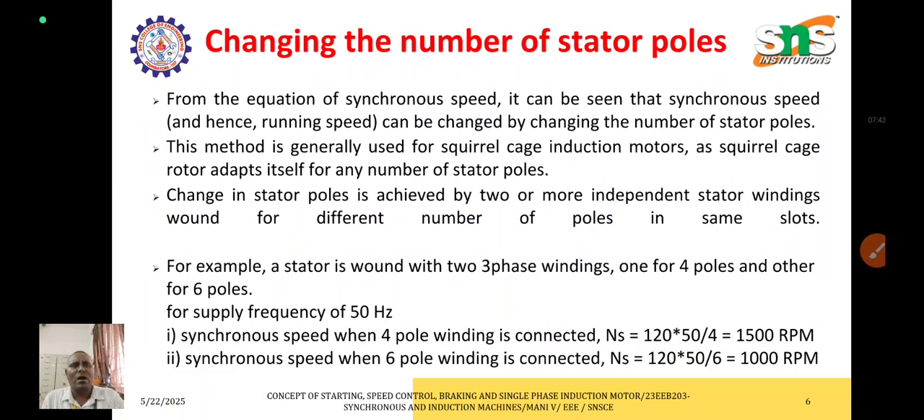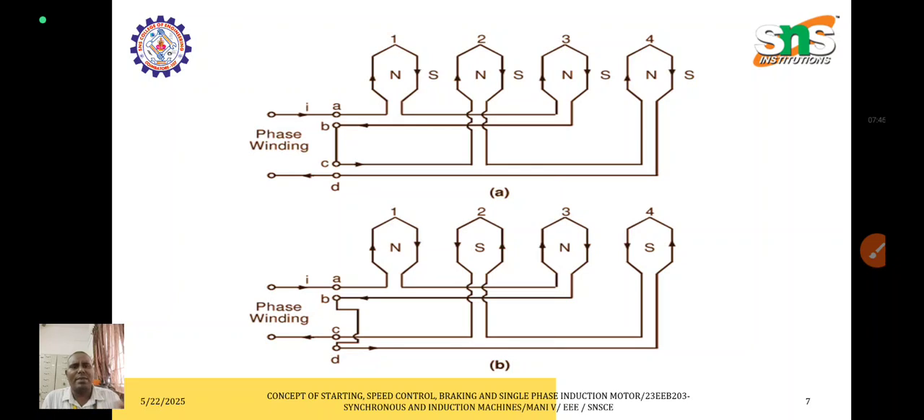So here this is the schematic diagram of the pole changing method. It is automated. With the help of a switching device, we can switch on whether it is 4 pole or 6 pole. So based on that, we can switch on.